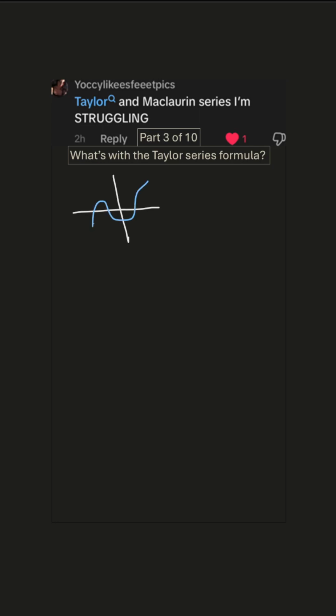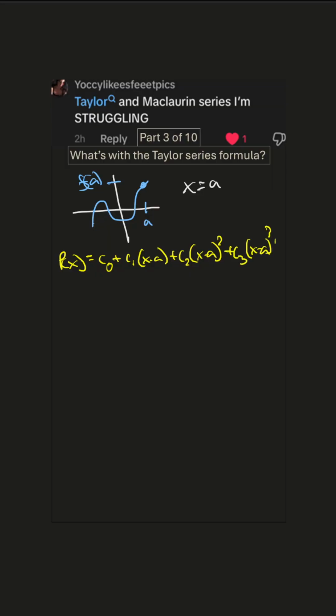Suppose you have this function f, and you're looking at f of a, that point right there. That's the point where x equals a. The purpose of a Taylor series is to build a generic polynomial p of x that matches the behavior of the function f at the point where x equals a. So it goes like this: c sub 0 plus c sub 1 times (x minus a) plus c sub 2 times (x minus a) squared plus c sub 3 times (x minus a) cubed, and so on.